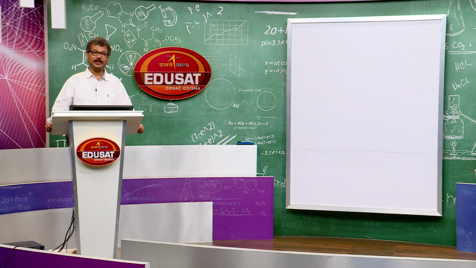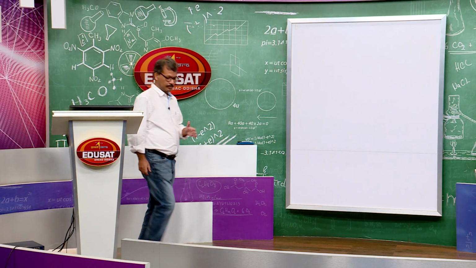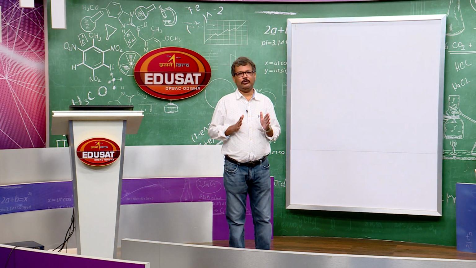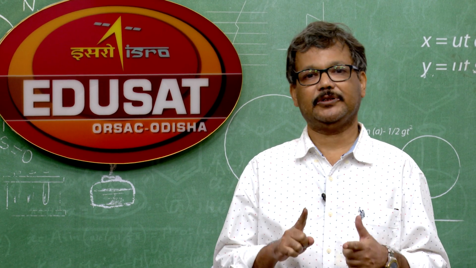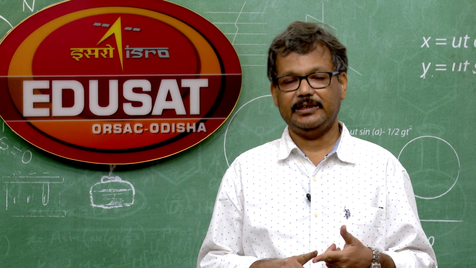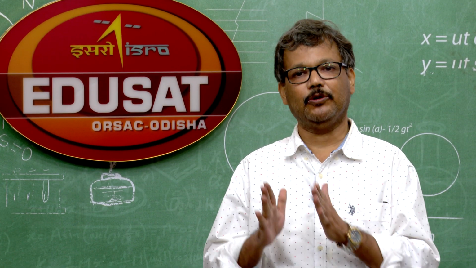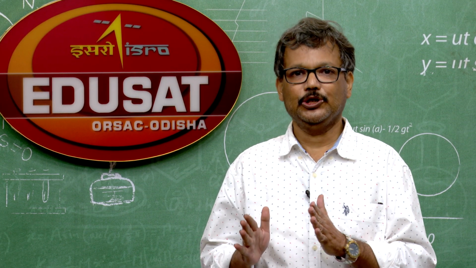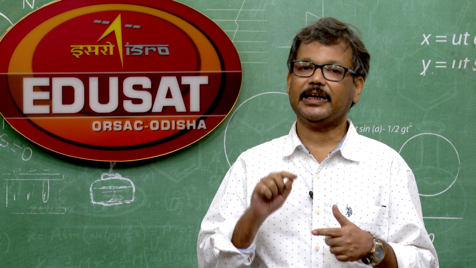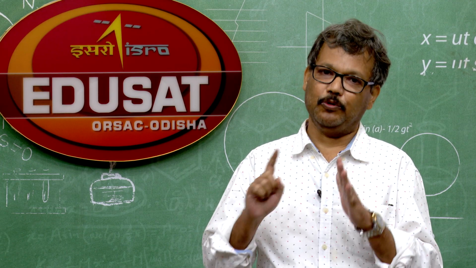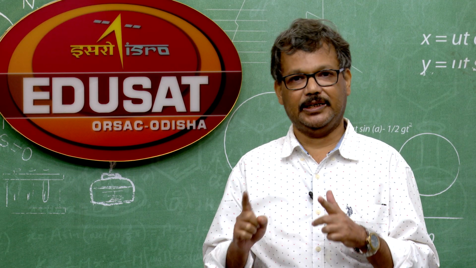incidents and business matter. Now, let me explain to you what this reporting of events, incidents and business matter means. I will try to give you a few examples. Suppose you are all college students. There is a theft of a mobile in the college and the principal has been intimated about this particular incident. Okay? So, the principal will ask the monitor or the secretary of the college to give a report. So, this is reporting of an incident.